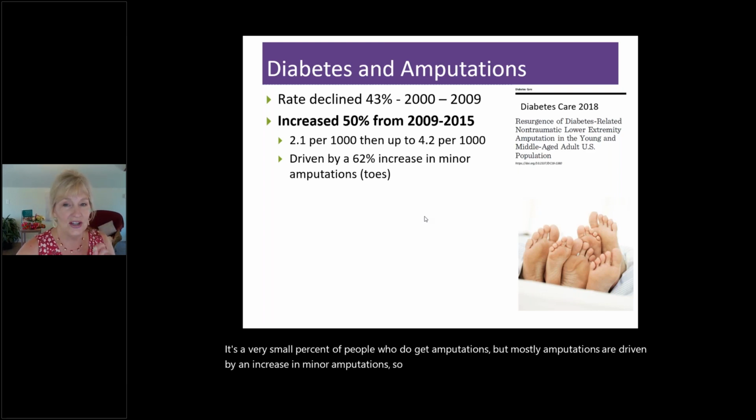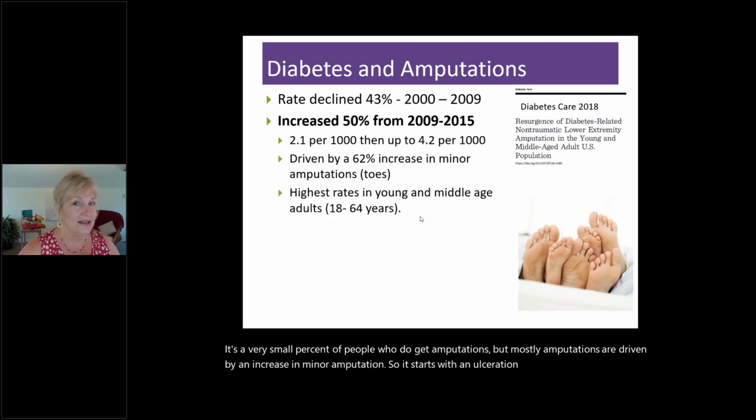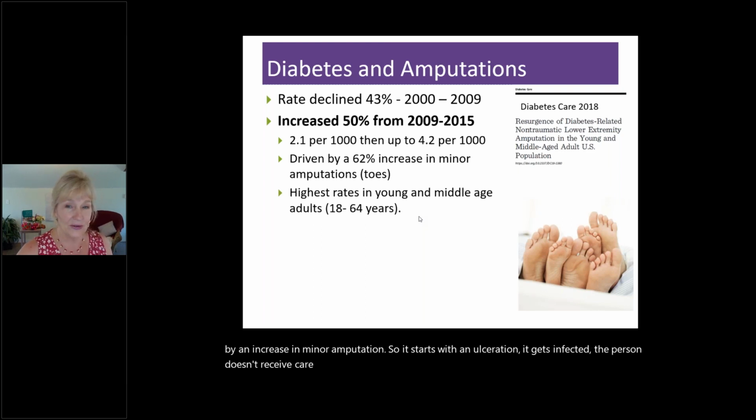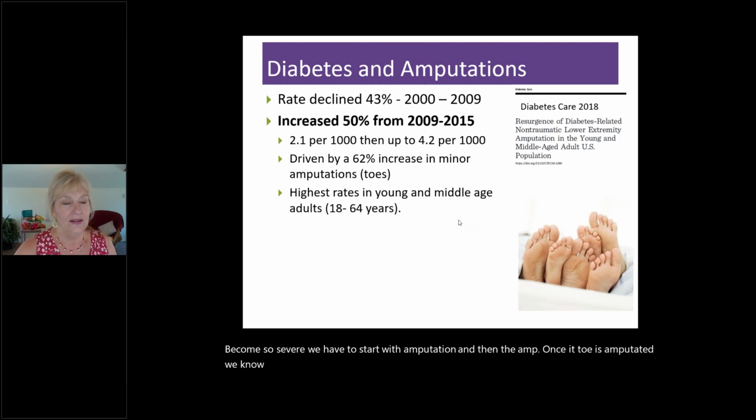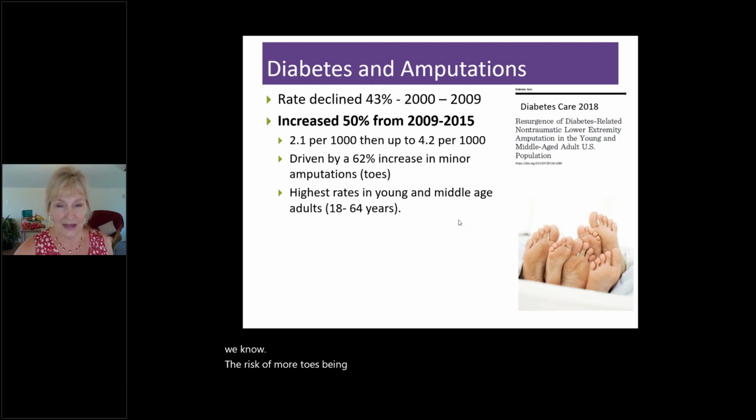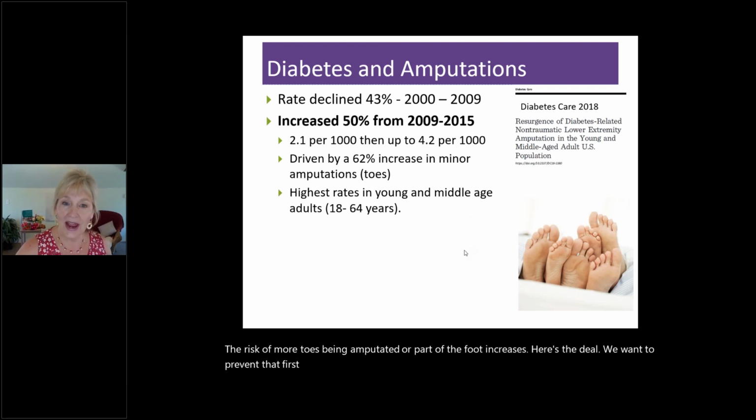So it starts with an ulceration, it gets infected, the person doesn't receive care for whatever reason, and then that infection becomes so severe we have to start with amputation. And then once a toe is amputated, we know the risk of more toes being amputated or part of the foot increases. Here's the deal, we want to prevent that first amputation, whatever we can do. The highest rates of amputation are in the young and middle-aged adults during their most productive years.